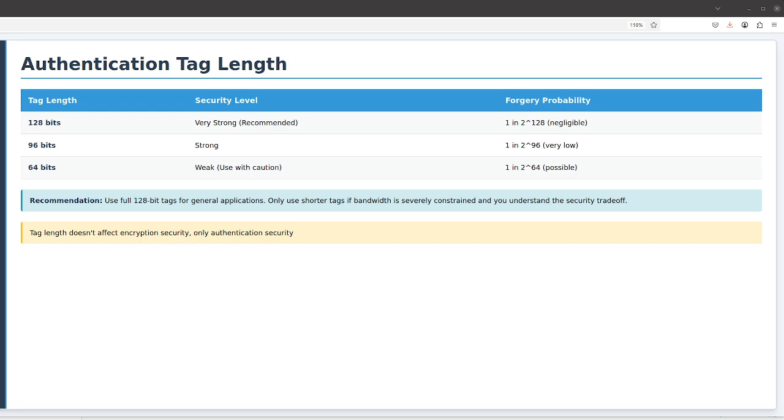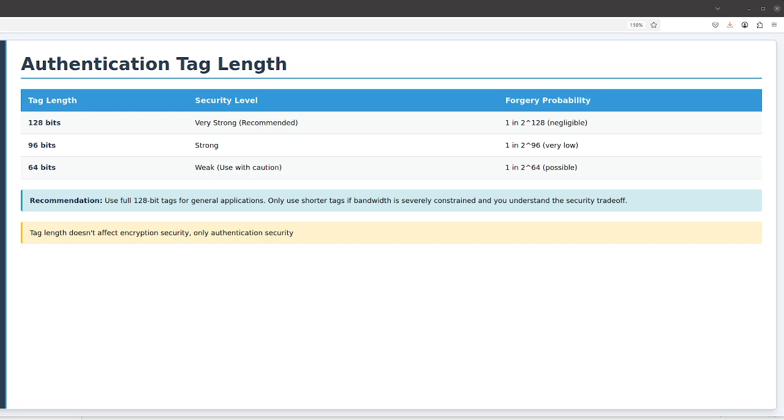A 128-bit authentication tag provides very strong security. The probability that an attacker can forge a valid tag by guessing is 1 in 2^128, which is an astronomically small number. For all practical purposes, an attacker cannot forge a tag. This is the recommended tag length for most applications.